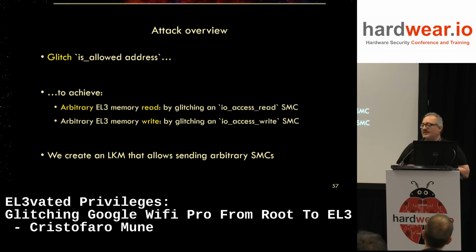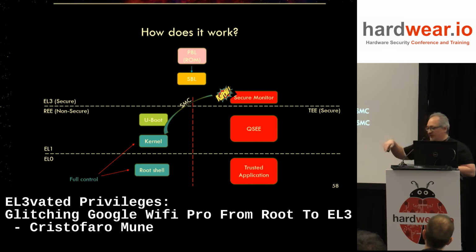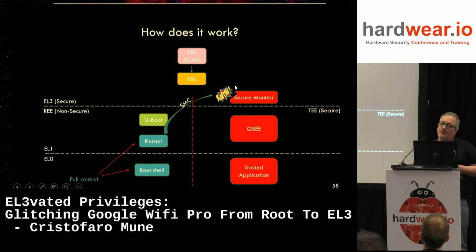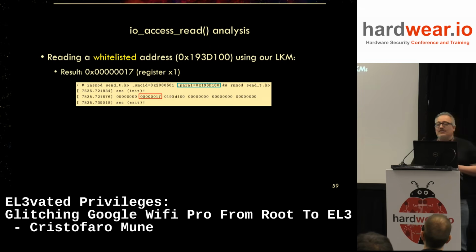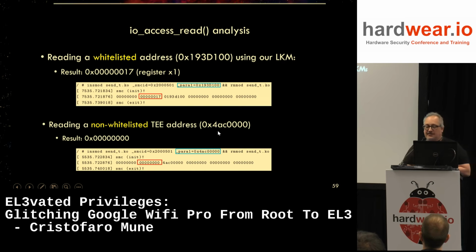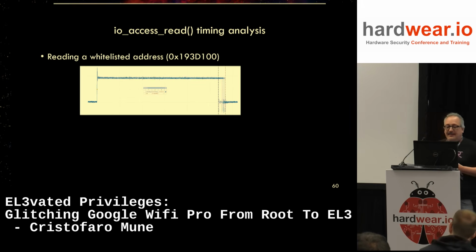So we create an LKM that allows sending arbitrary SMCs, specifically these two, and we would like to have a glitch that allows us to read and write to an arbitrary region. So this means we need to call this function and glitch them. There is a little bit of an annoyance: if you read from an allowed location, you actually get the result out with IO access read. If you read a non-whitelisted location, you get 0. So these two cases are perfectly distinguishable. You can check them, right?